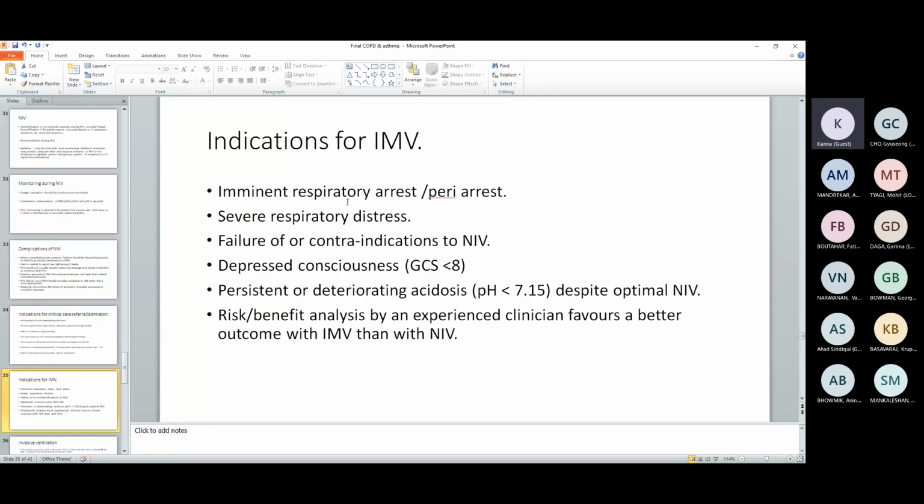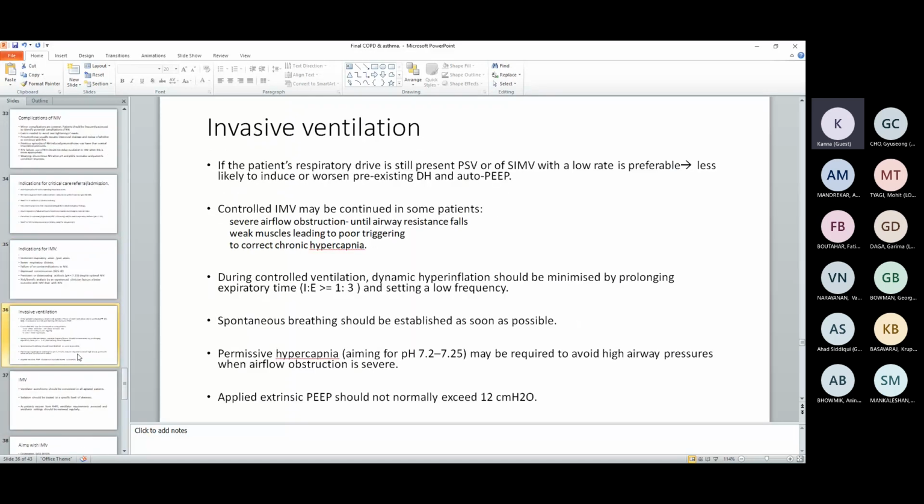The first one is impending respiratory arrest or peri-arrest. Another is severe respiratory distress and failure of NIV or contraindications to NIV, and decreased level of consciousness, GCS less than 8, and persistent respiratory acidosis with a pH of less than 7.15. And if experienced clinicians think that invasive mechanical ventilation is better than NIV in these patients, then in these situations we need to go for mechanical ventilation.